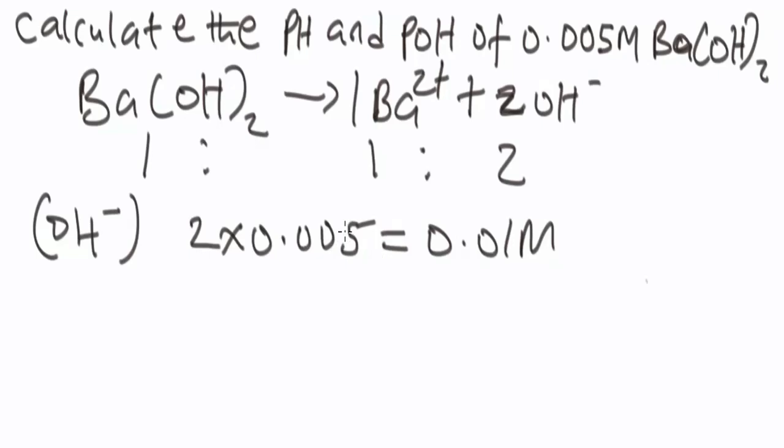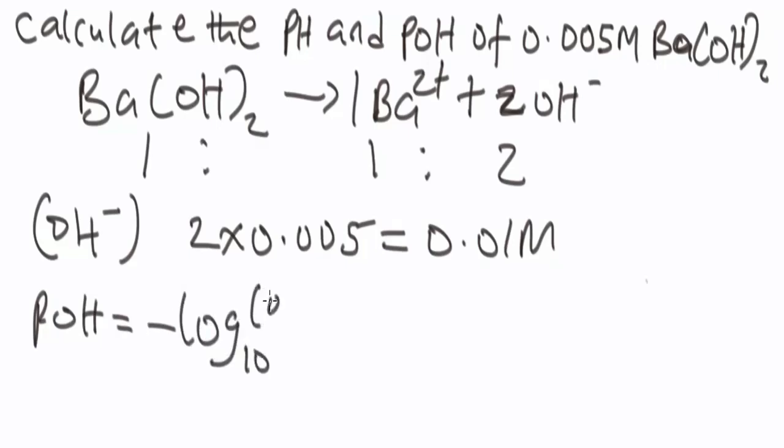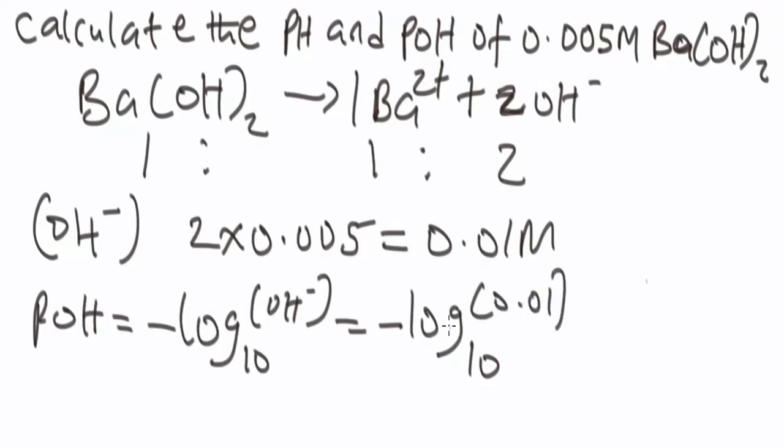Now that we have gotten it, let's find the pOH. pOH is negative log to the base 10 of the hydroxide ion concentration, so it's going to be minus log to the base 10 of the hydroxide ion concentration, which is now 0.01 mole. So let me punch it into my calculator. Okay, if you punch it with a calculator, you're going to have it to be 2.